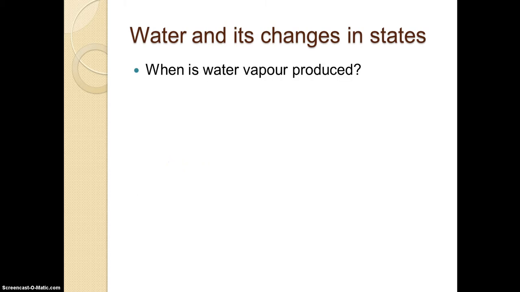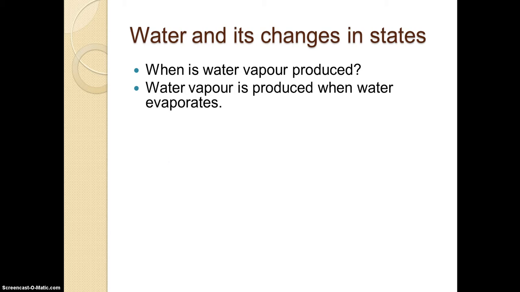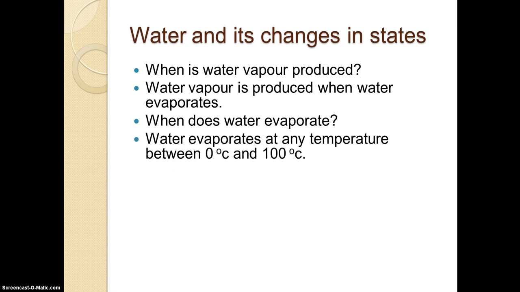When is water vapor produced? Water vapor is produced when water evaporates. When does water evaporate? Water evaporates at any temperature between 0 degrees Celsius and 100 degrees Celsius.